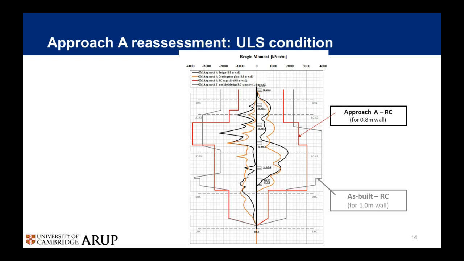this is the calculation results of the bending moment envelope from the ultimate limit states calculation. And we can see the ab initio approach A reassessment bending moment envelope, the black line is by the most probable design, and the orange line is by the contingency plan. They are all below the reinforcement capacity for the 800 millimeter wall. That's the red line, and these are already updated compared to the original 1 meter thick wall reinforcement.